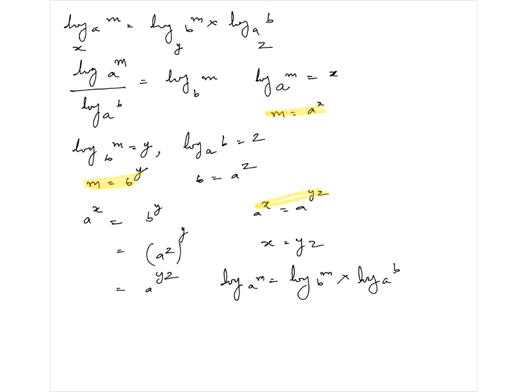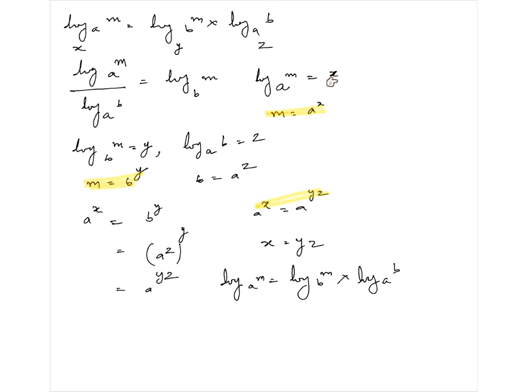One base is a. The other base is b. So it is not a to the power m, b to the power m; a, b and a are all bases. So, proof. Let the left one be x, this be y, and this be z. Here, this is x, then this is y, and this is z.